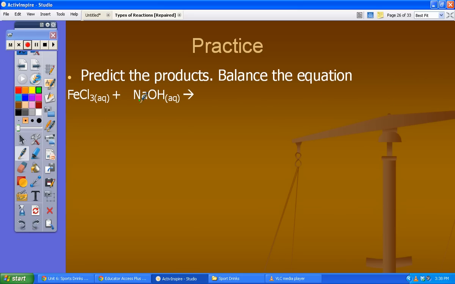What we're going to do is exchange the sodium and the iron here. So iron is a 3+ ion. Hydroxide, OH, is a minus polyatomic ion. So I'm going to need 3 of those to balance out the positive charges here. I'm going to have sodium chloride as my other compound. There it is. And now I need to balance these.